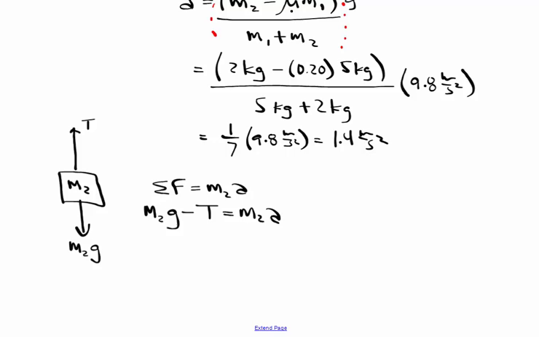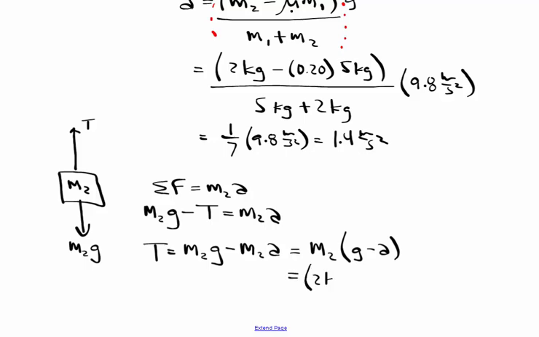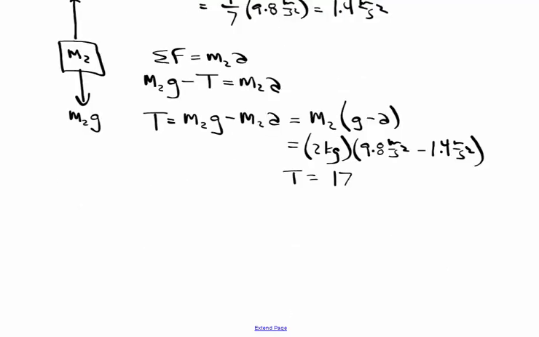Now if I solve this for T, it's going to be equal to m2g minus m2a. And we can even factor that and make it m2 times (g minus a). We put in the numbers. m2 was 2 kilograms. And we've got 9.8 meters per second squared. And the acceleration that we got before was 1.4 meters per second squared. And when the dust settles, my tension is equal to 17 newtons.